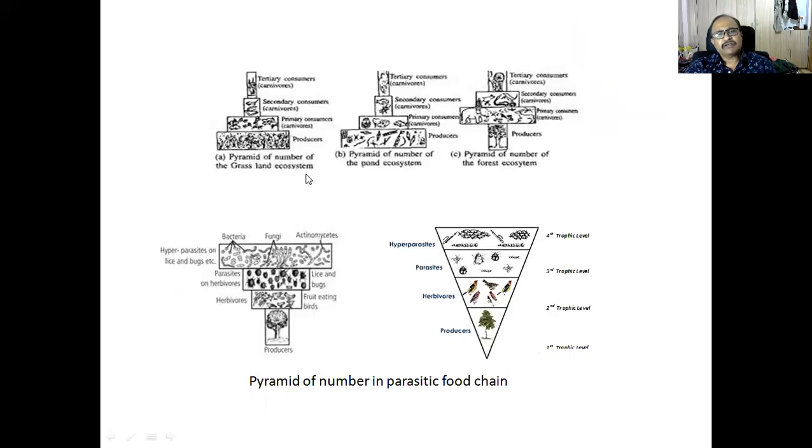Okay, we can plot these pyramids by taking the square box also. Okay, we can plot by taking this triangular shape or by taking the square boxes. Okay, this is the pyramid of number in grassland ecosystem. This pyramid of number of ponds ecosystem, pyramid of number of forest ecosystem. Okay, this is the forest system. This pyramid shows the different structure because in this pyramid small area of forest is taken into consideration.